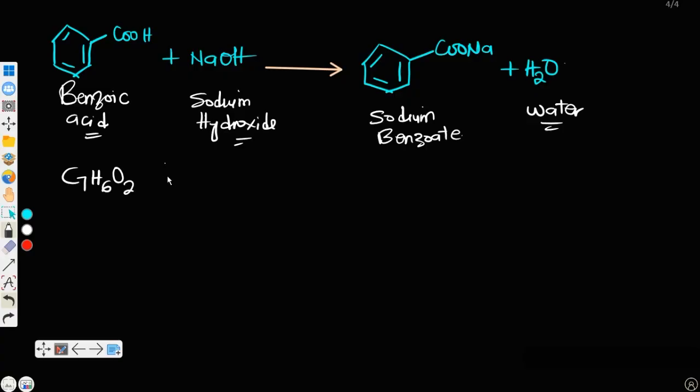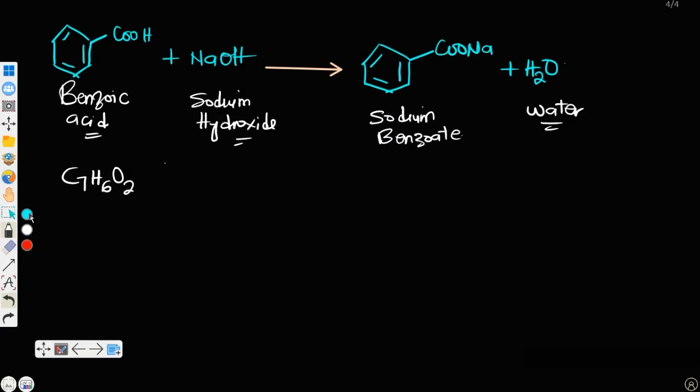Now let's calculate the molecular mass of benzoic acid. Molecular mass, I think it's 122, but everybody knows how to calculate molecular mass by adding all the atomic masses together. All right, molecular mass of benzoic acid is 122. That means adding all the atomic masses, carbon is 12 times 7 plus hydrogen 6 plus oxygen 16 times 2 will give us 122.